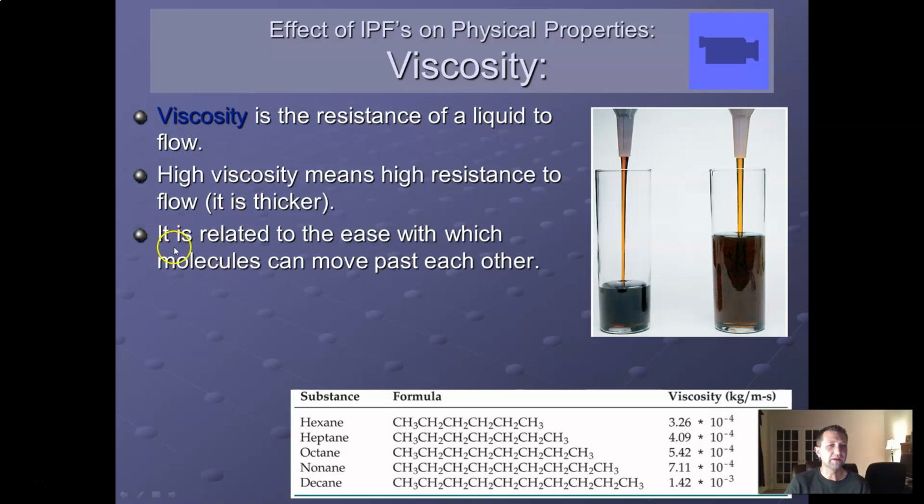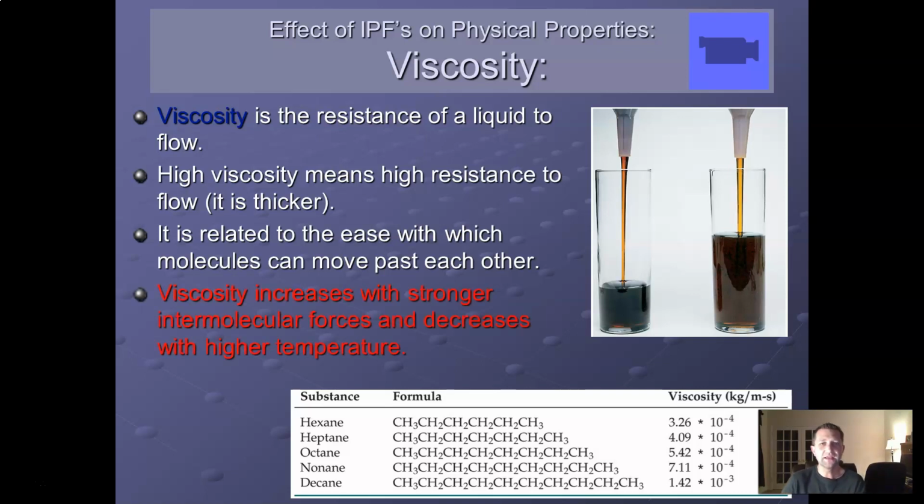It's related to the ease with which molecules can move past each other. So you want to think of it in this way. If molecules can move past each other pretty easily, you're going to have a thinner liquid, right? If particles are more attracted to each other and have a harder time moving past one another, then it's going to be thicker, with stronger intermolecular forces, and be held together a little bit better. All right? So viscosity is going to increase with stronger intermolecular forces. It'll also decrease with higher temperature.